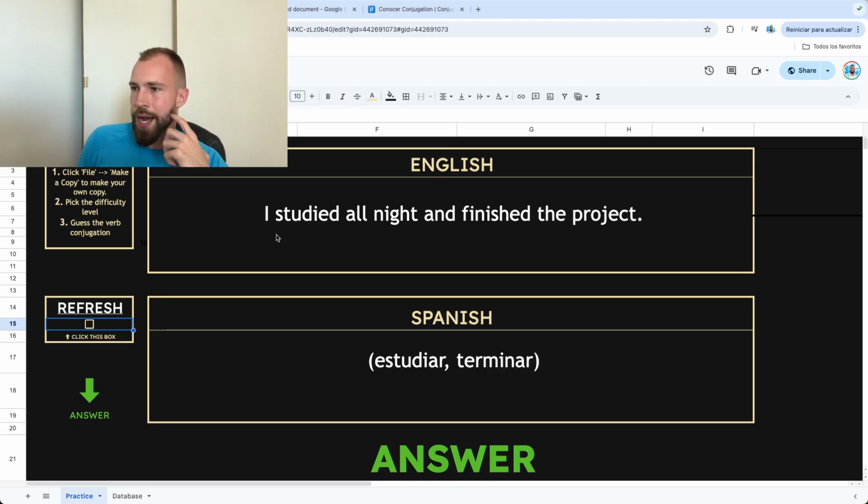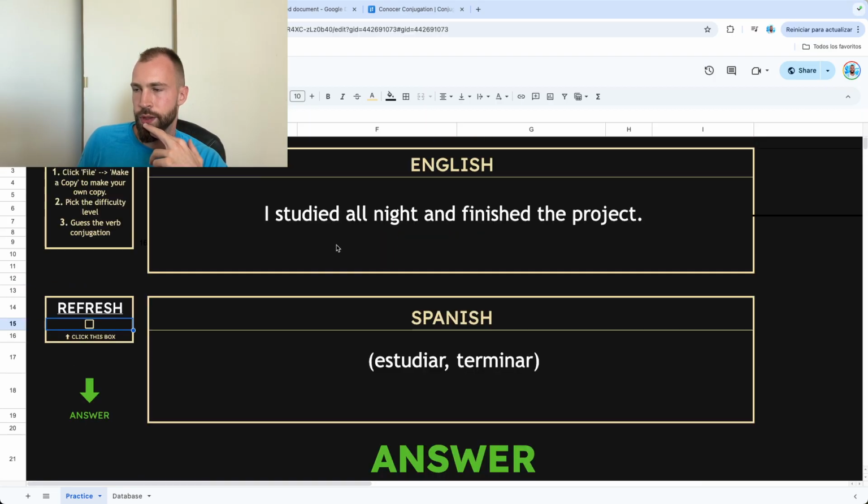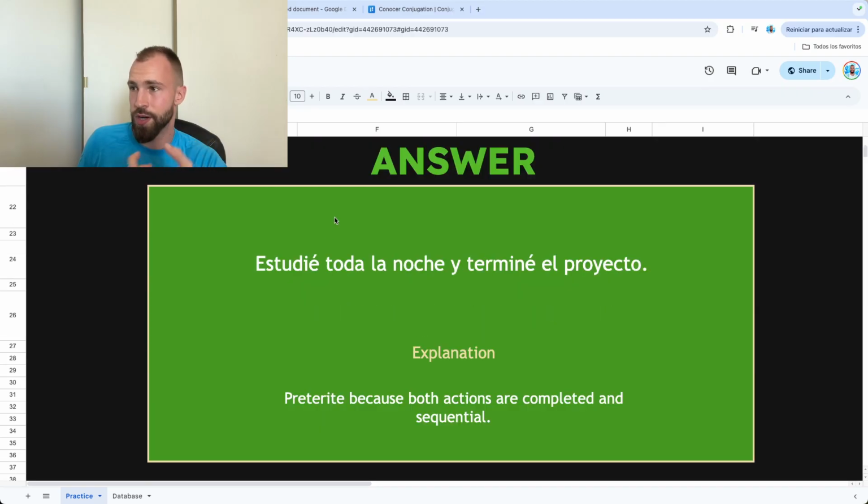And let's do one more. I studied all night and finished the project. So I would go with the imperfect and then the preterite. So that's not the correct answer. As you can tell, it's estudié, which is the preterite for both. Estudié and terminé, because both actions are completed.